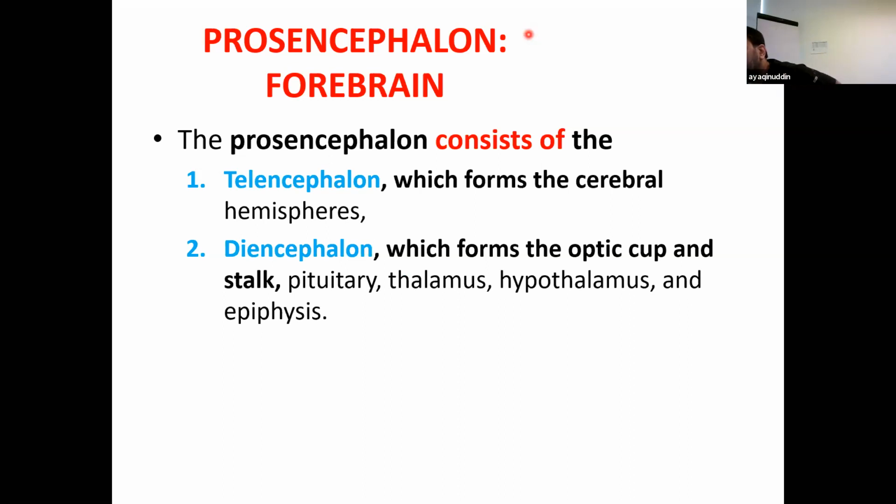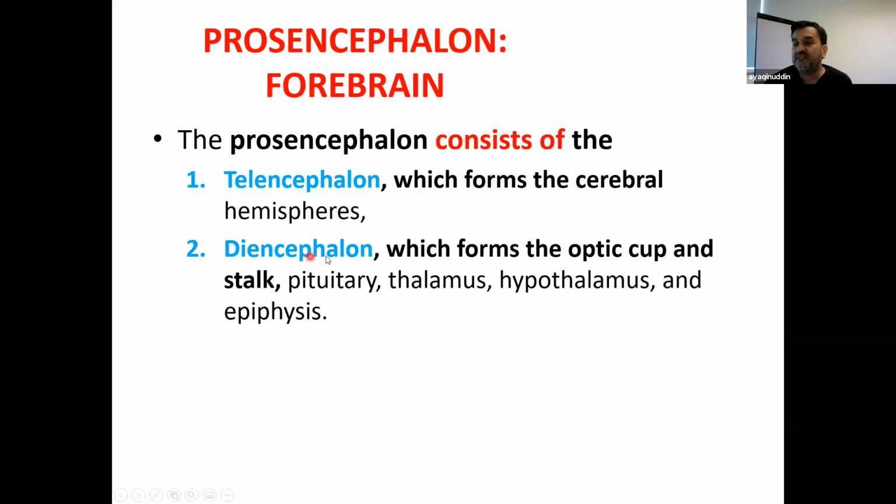Prosencephalon, we said, the uppermost part vesicle which you saw is going to give rise to two output chains. It gives rise to the telencephalon, which gives rise to the cerebrum, and the center part of the prosencephalon is the diencephalon, which forms the optic cup, the stalk, the pituitary, the thalamus, the hypothalamus, and the epiphysis.